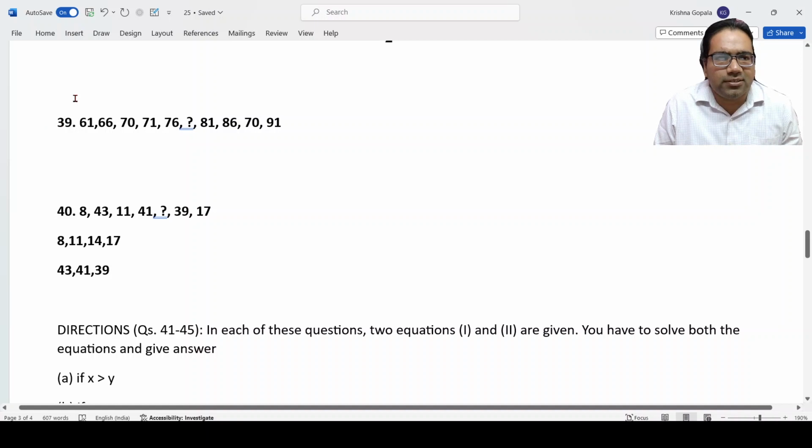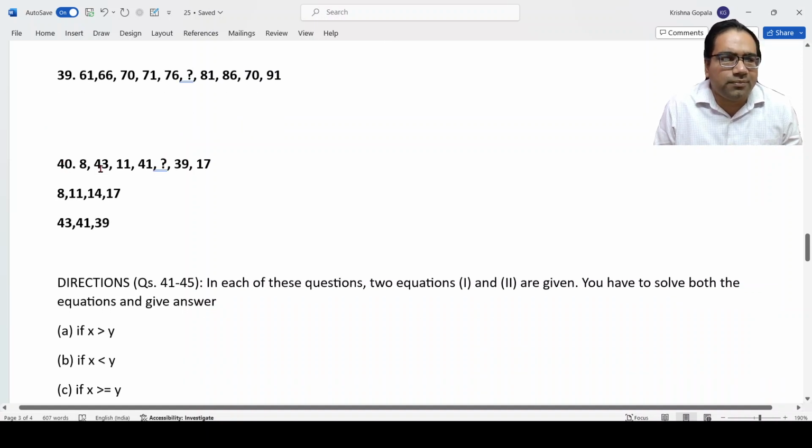Okay, this is a very easy problem. This is a 1 second, 2 second problem. Next one: 8, 43, 11, 41, something, 39 and 7. This is also a very, very easy problem just by looking at it.